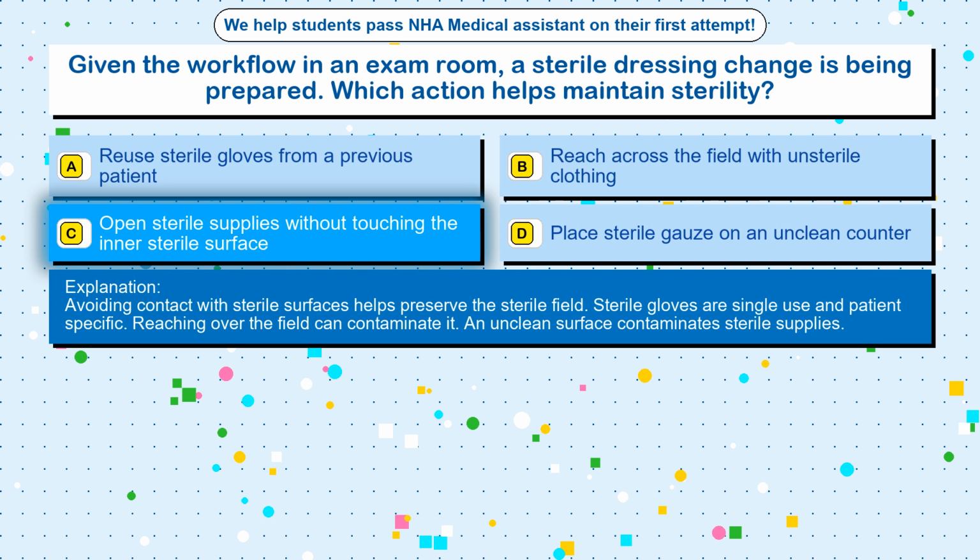Avoiding contact with sterile surfaces helps preserve the sterile field. Sterile gloves are single-use and patient-specific. Reaching over the field can contaminate it. An unclean surface contaminates sterile supplies.